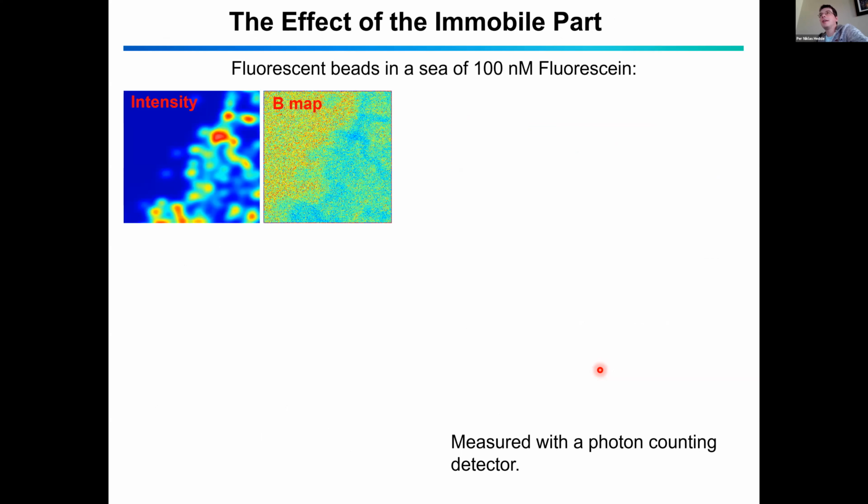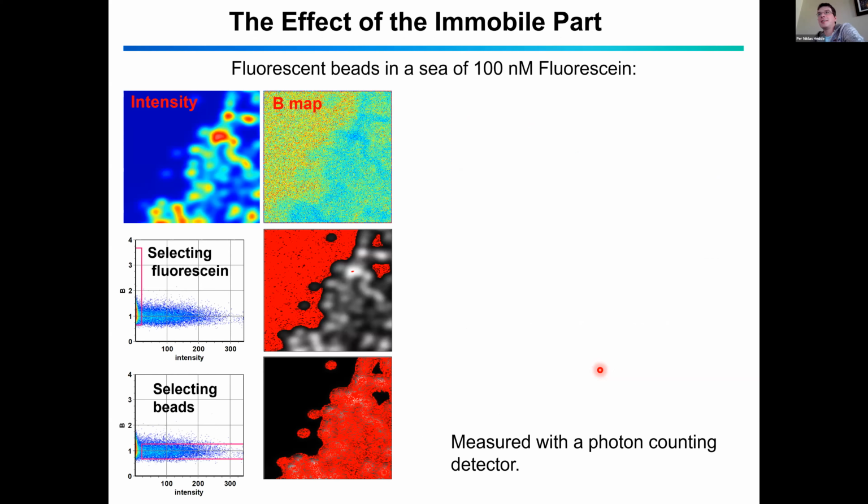Okay, here's an example of fluorescent beads in a sea of 100 nanomolar fluorescein, where the beads represent your immobile fraction and the fluorescein are the molecules that move. You see the intensity map on the top left, the brightness map on the top right. And now in the histogram, which is the brightness as a function of intensity, different populations were selected. The first are the ones with average lower intensity but higher brightnesses. When you select this population, you see that the fluorescein is highlighted in the corresponding image by the red pixels. And if you select the portion which has higher intensity but lower brightness, this will correspond to the fluorescent beads in this image, which are immobile, but on the other hand, much brighter than the fluorescein.